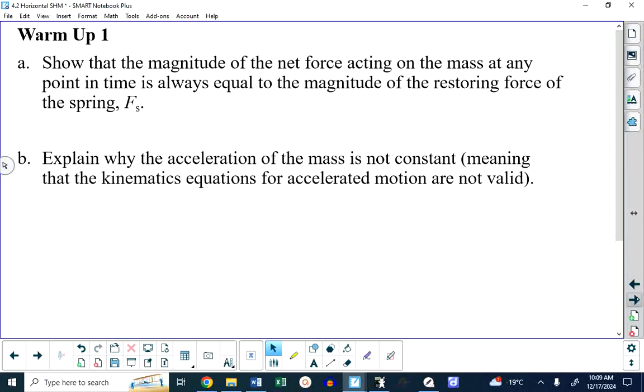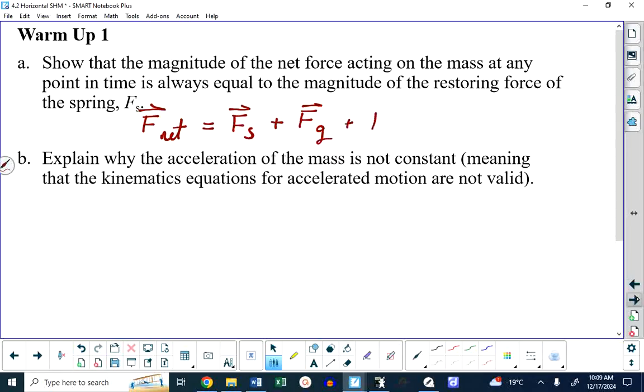So, what are we asked? Show that the magnitude of the net force acting on the mass at any point in time is the restoring force of the spring. Well, that's easy. The net force will be equal to the sum of all of the forces. It will be the spring force, plus the force of gravity, plus the normal force. So how on earth does this become the statement that F net equals Fs?